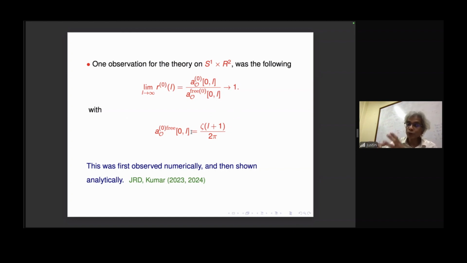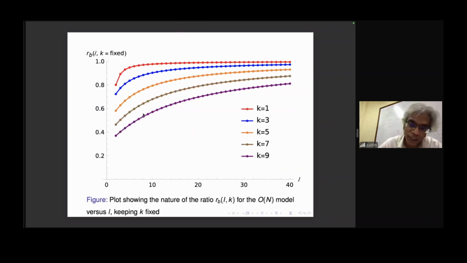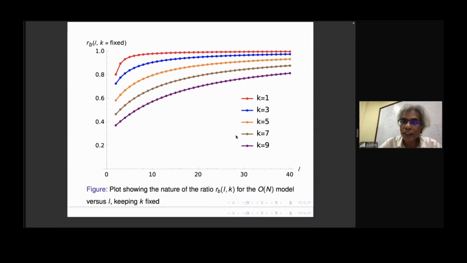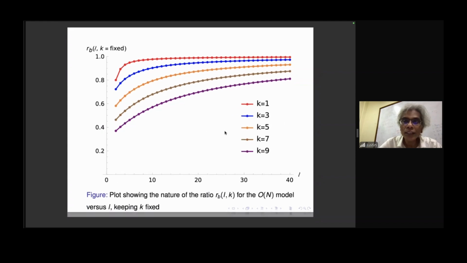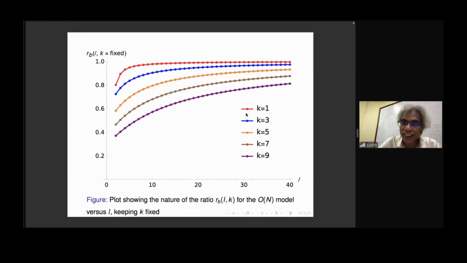The question is whether it's true for the next order correction also, because now we have that. Here is that observation for the original theory, S1 times R2. K basically is the dimension. You can look at K equals 1, actually. We have plotted it for different dimensions also. This is the spin, and this is the ratio. K equals 1 is actually D equals 3, so the dimension is 2K plus 1. You can see that quickly the ratio becomes 1.